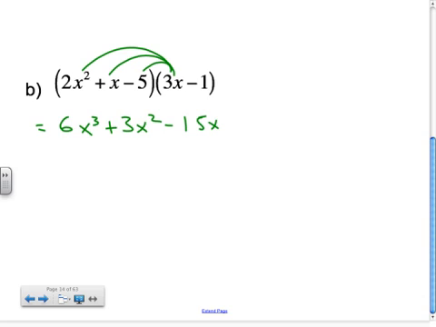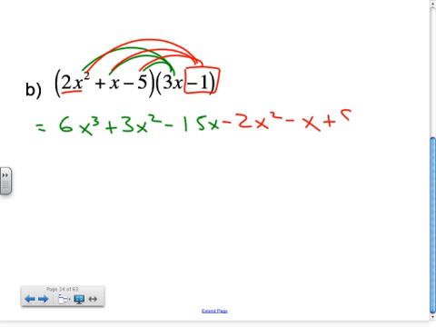Okay? Again, this is where you have to be careful. This negative 1 gets distributed to every single term inside. So negative 1 times 2x squared, minus 2x squared. Negative 1 times positive x, negative x. Negative 1 times negative 5, positive 5. Again, identify your common terms and just combine them.